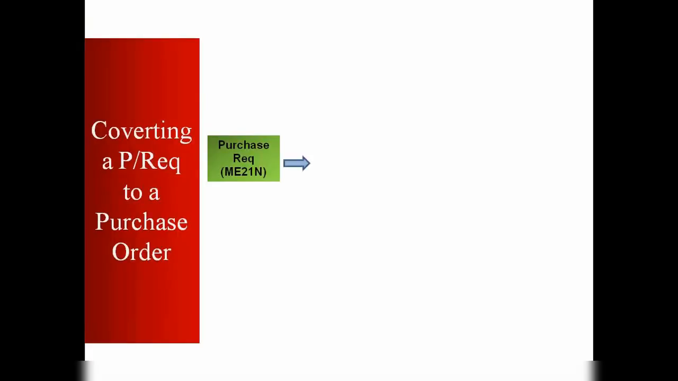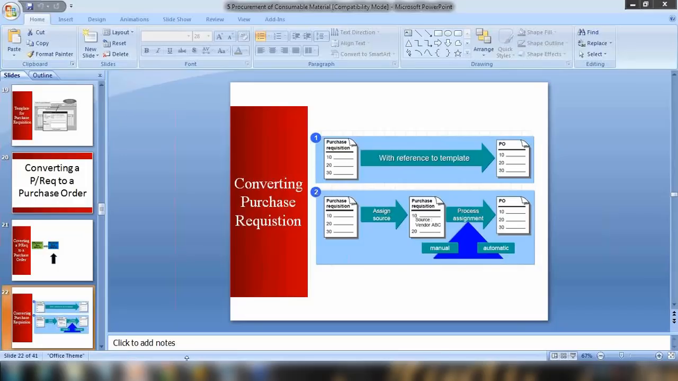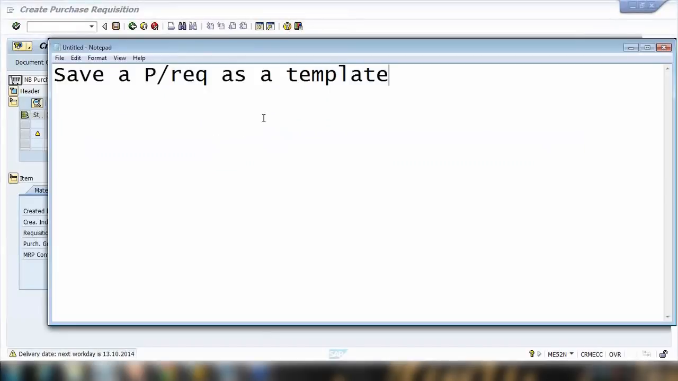We got a purchase requisition. Now what we need to do is to convert that purchase requisition to a purchase order. So let me show you how we can do it. So what we can do is, you can again go to the standard transaction for purchase order. How to create a purchase order we have seen before.